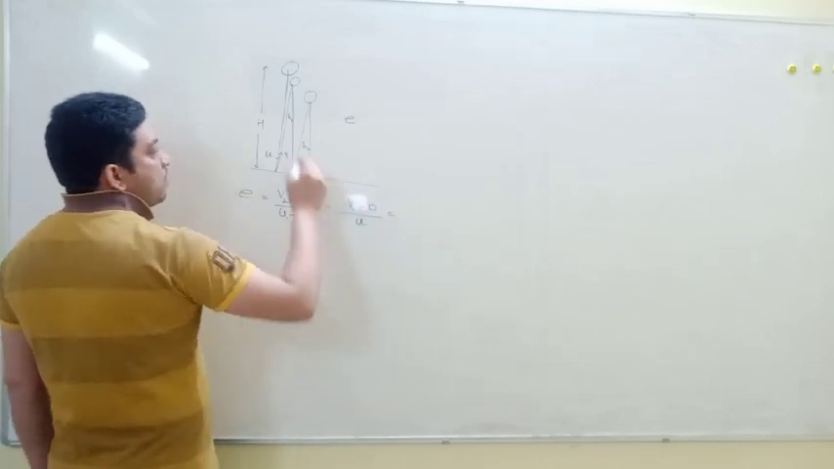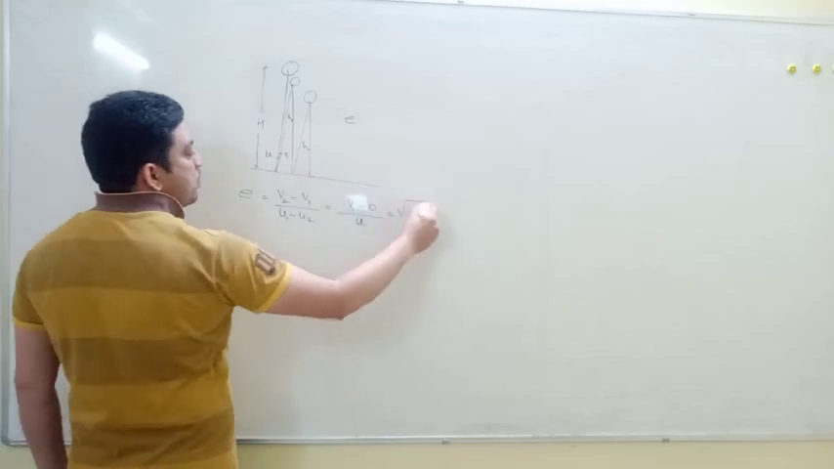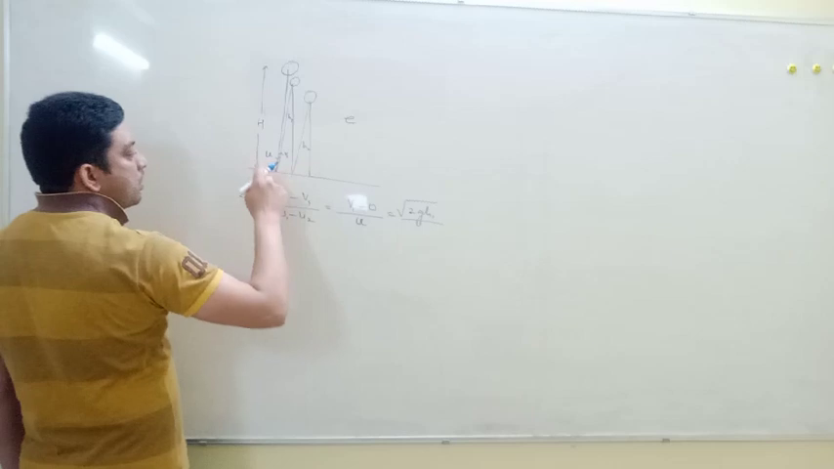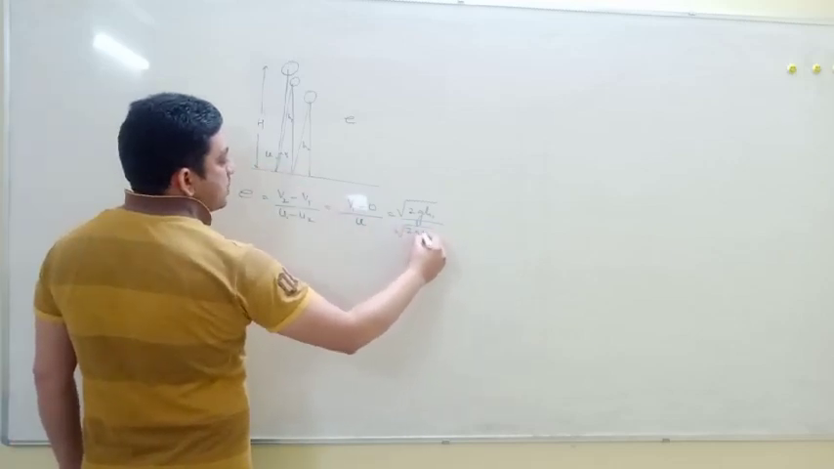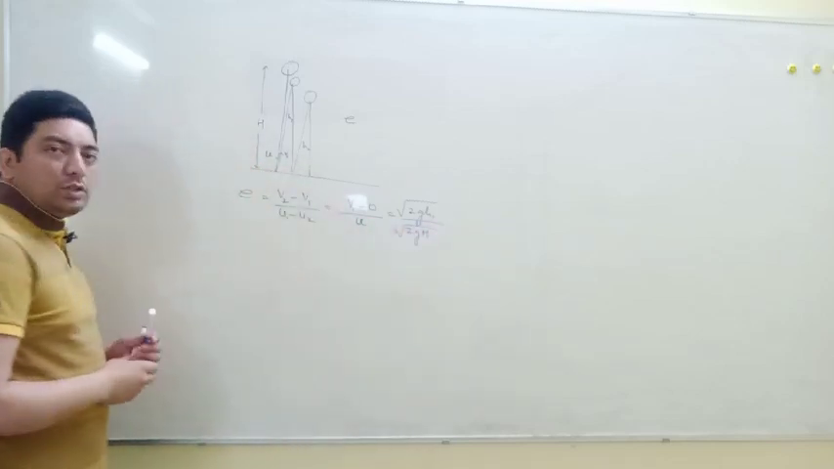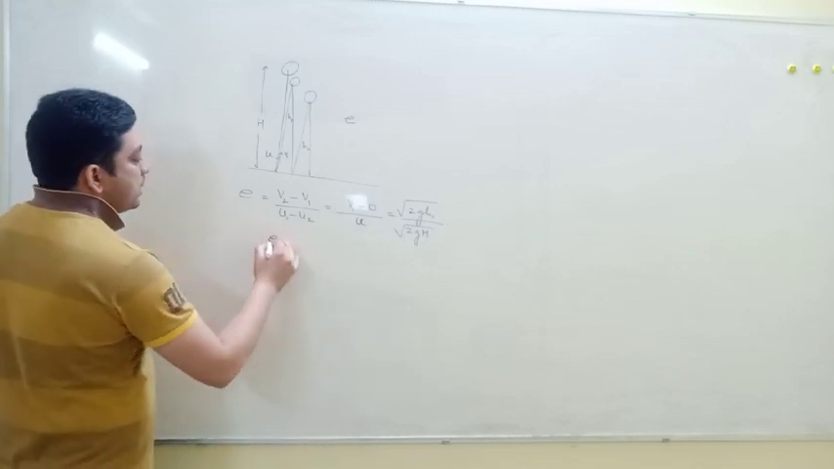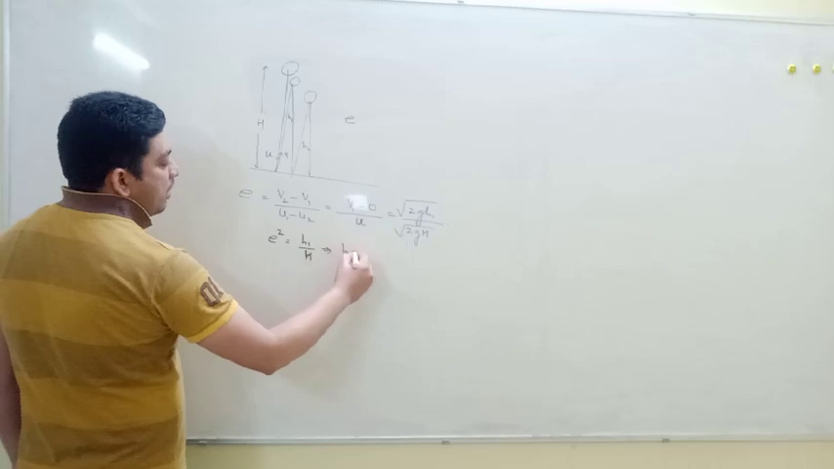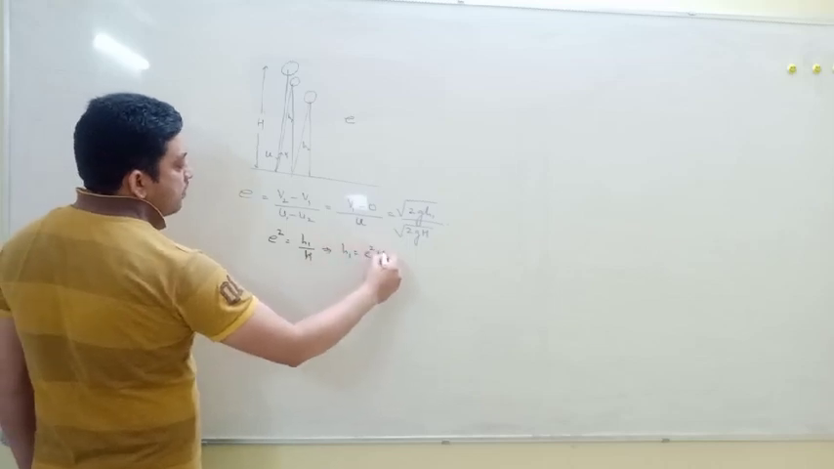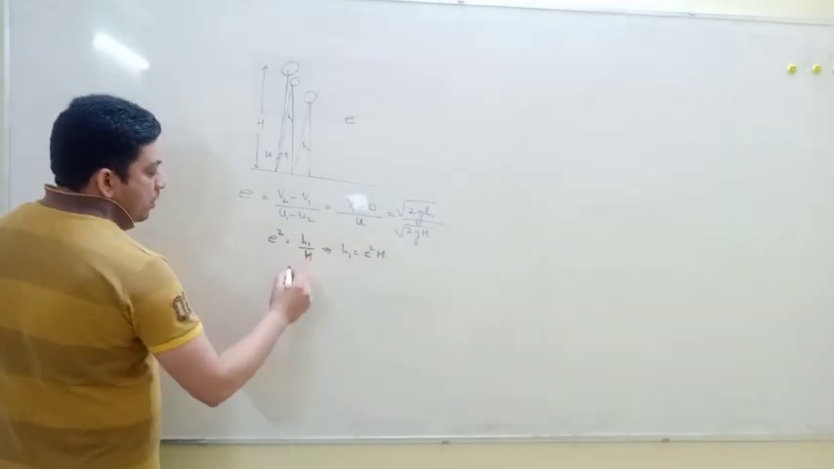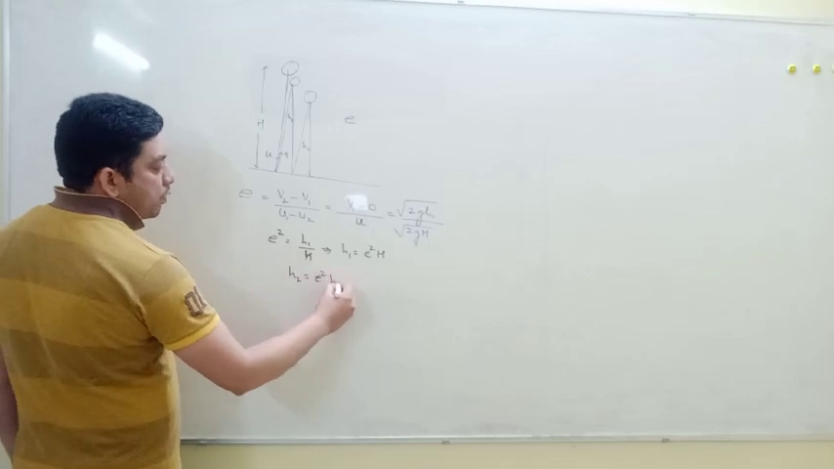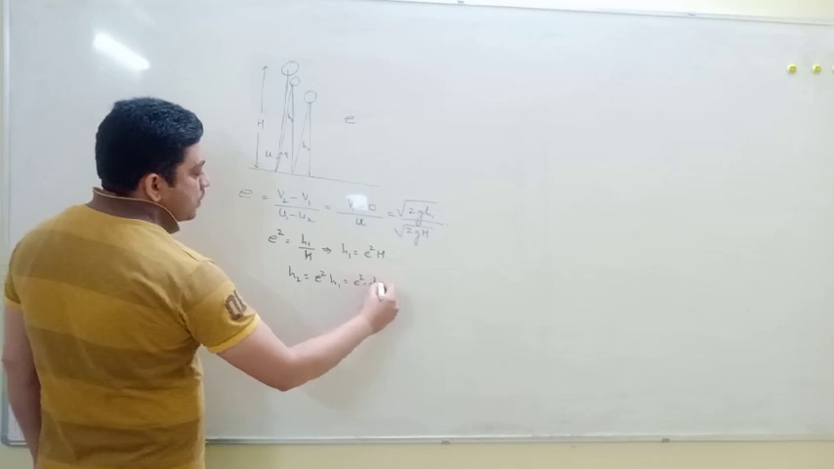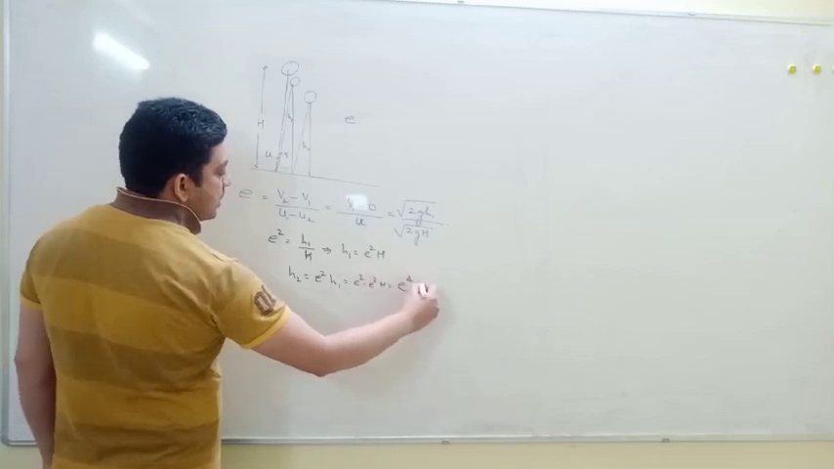Now v1 can be written as root of 2g h1, because the speed will take the body to height h1, and u will be root of 2gH using the same concept. Once you square both sides, e square will be equal to h1 by capital H. So the height after first collision will be e square times capital H. Now h2 will be e square times h1, and h1 can be replaced, so it will be e to the power 4 times H.